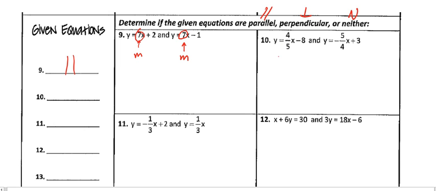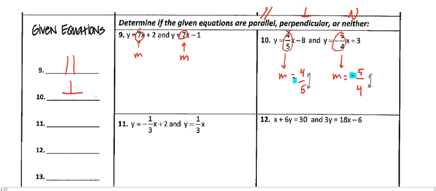For number 10, same thing. They're in y equals mx plus b, and there are the slopes. This one is 4/5, and this one is negative 5/4. Are they opposites? Yeah. This one was negative, this is positive. Are they reciprocals? Yeah, if you flip this one over, it'd be the same as this one flipped over. They're opposite reciprocals. That means they are perpendicular.